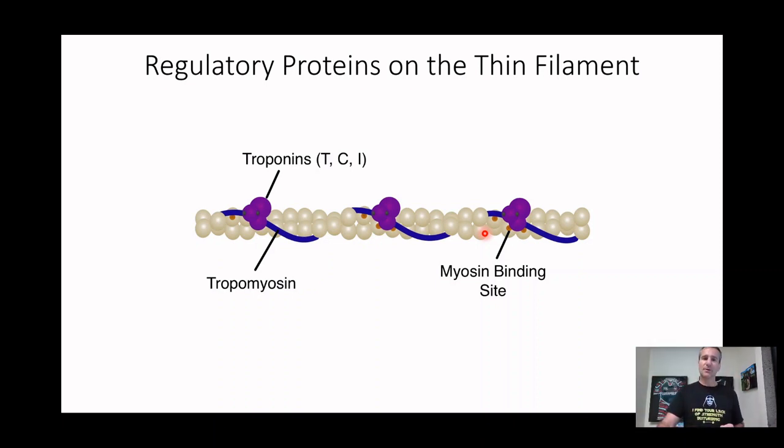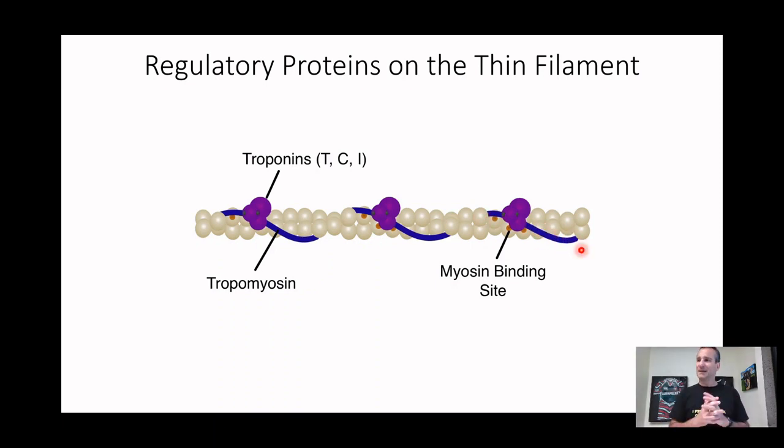All right, those 4 proteins are called tropomyosin, which is this long blue protein here. And then there are 3 different proteins called troponin. One is called troponin T, one is called troponin C, one is called troponin I. Pretty straightforward, okay? So there's tropomyosin, and tropomyosin just means that it's going to be this protein here.